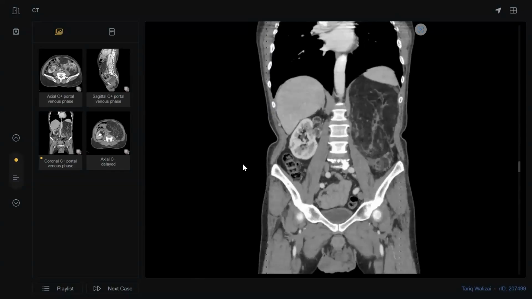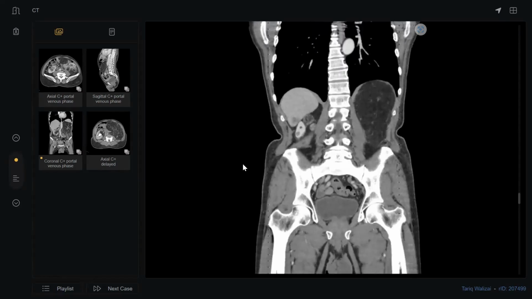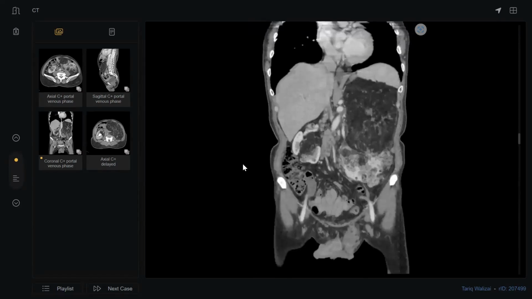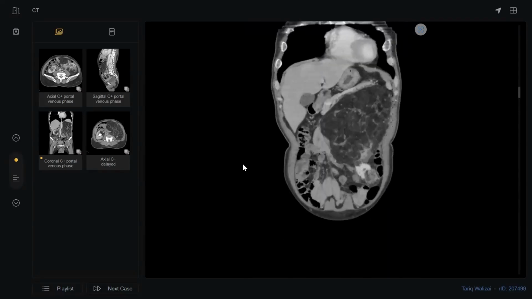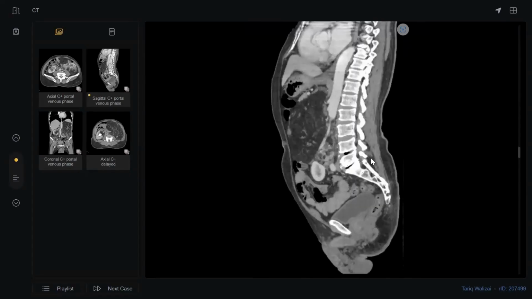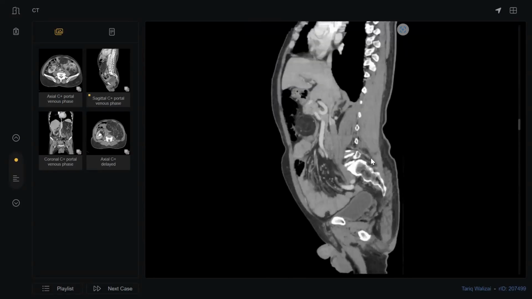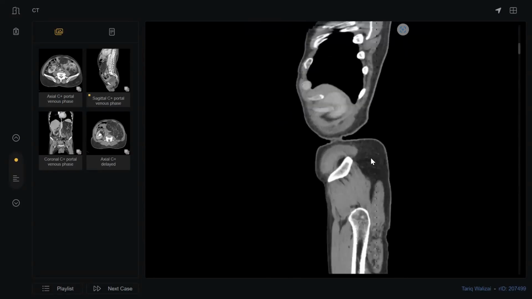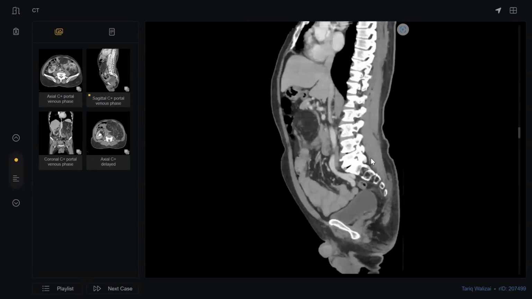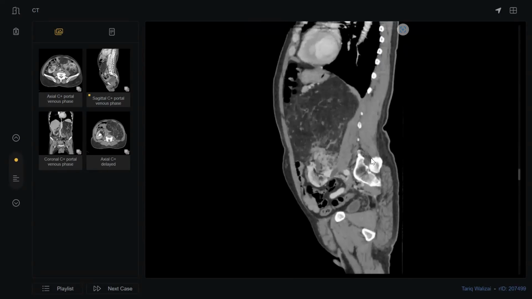I can see fat density also noted within the right kidney as well. So this is also suggestive of bilateral renal angiomyolipoma. With bilateral renal angiomyolipoma, I have to think of tuberous sclerosis. So I have to also look at the lung to see if there is any involvement of the lung, or to rule out lymphangiomyomatosis.